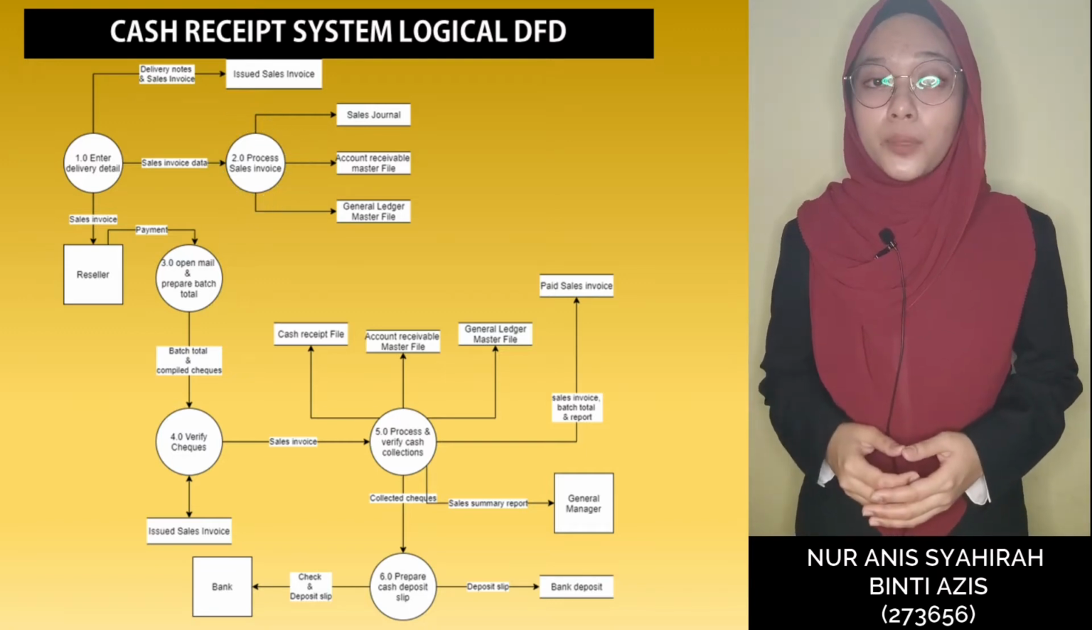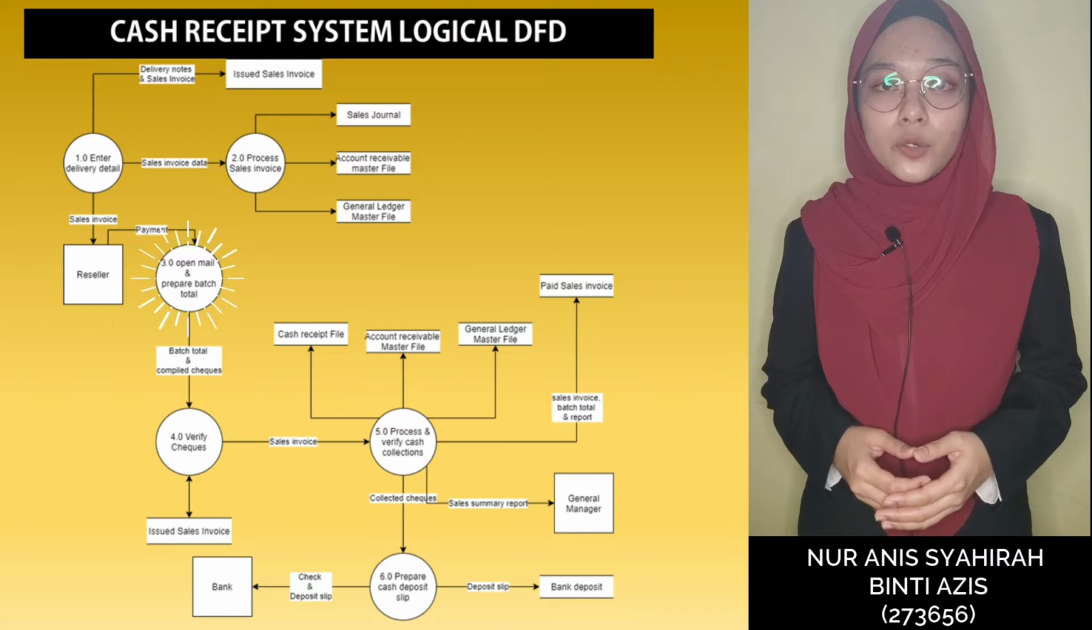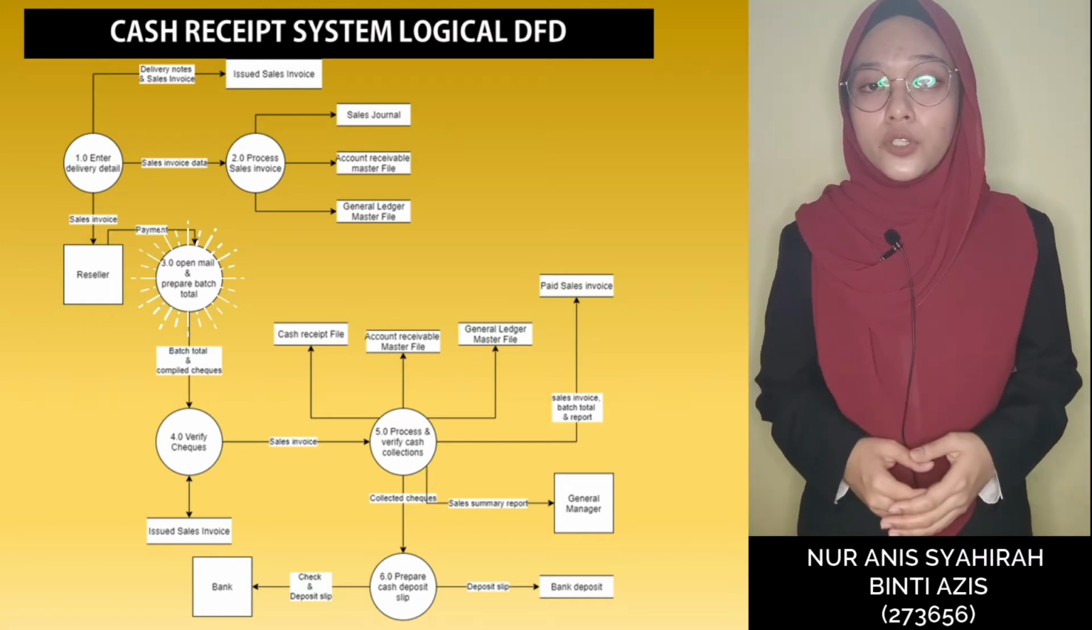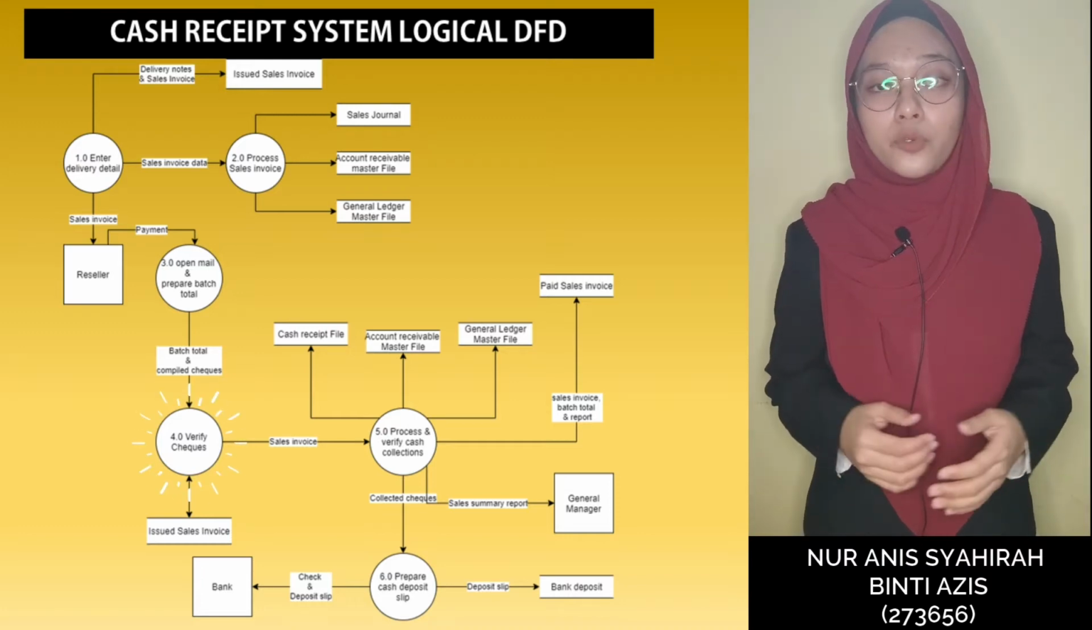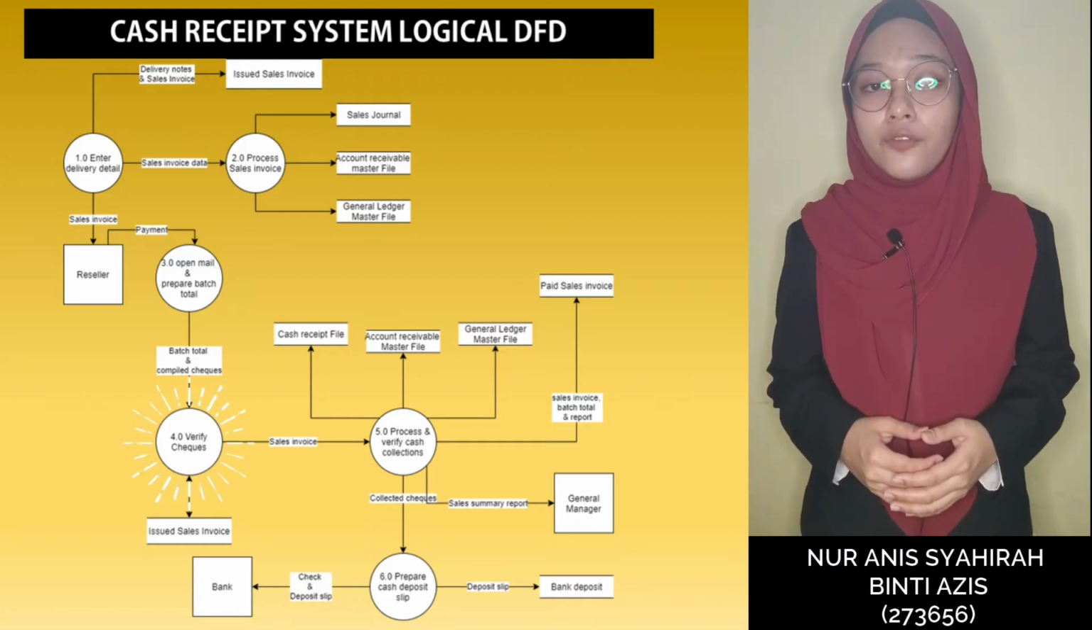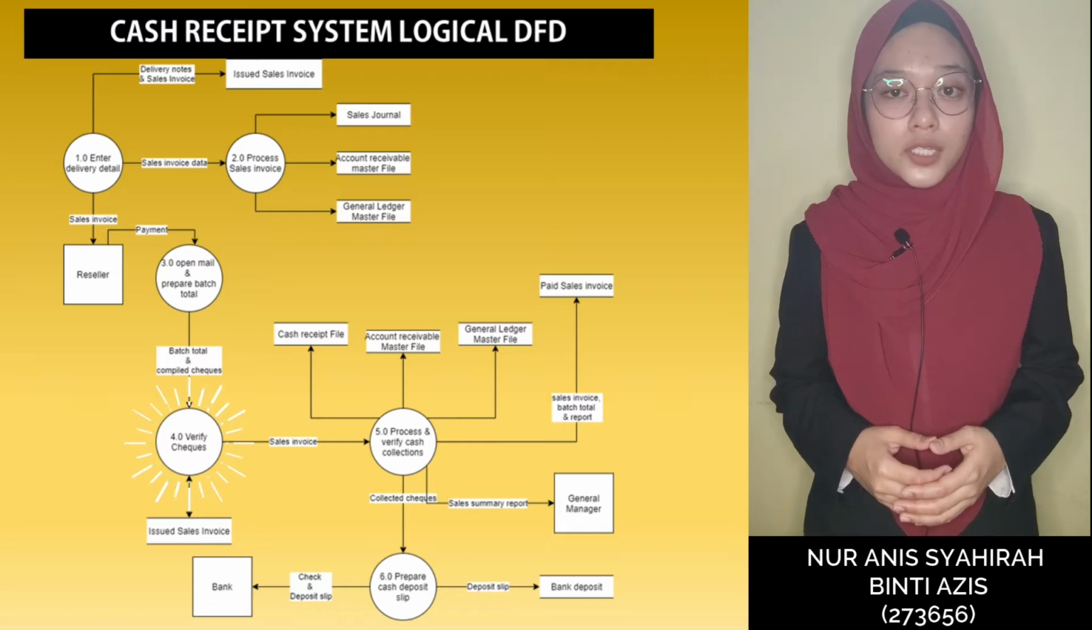Next, upon receiving payment from the reseller, the mail is opened and the batch total is prepared in process number 3. The batch total and compiled checks from process number 3 are forwarded for verifying and bookkeeping purposes in process number 4.